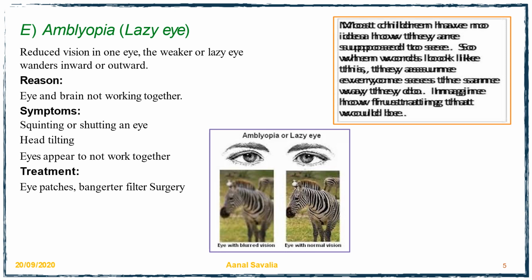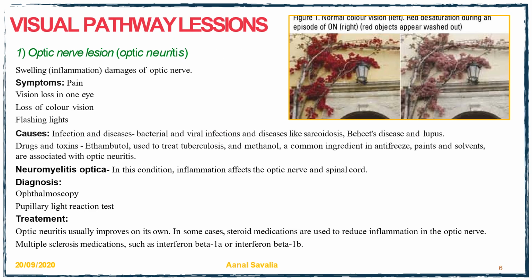Eye patches and Bangerter filters are often used for the treatment as they block light transmission and reduce visual activity. Bangerter filters are applied on the backside of spectacles for about 2 to 6 hours depending upon the stage of the disease. Now, I'll be talking about some visual pathway lesions. So, the visual pathway consists of structures that carry visual information from the retina to the brain. Lesions in that pathway can cause a variety of visual field defects. In this video, we will be covering two such visual field defects, that is optic neuritis and hemianopia.